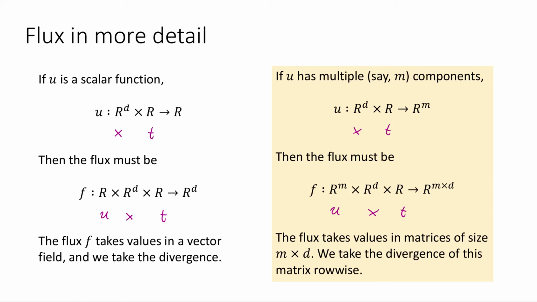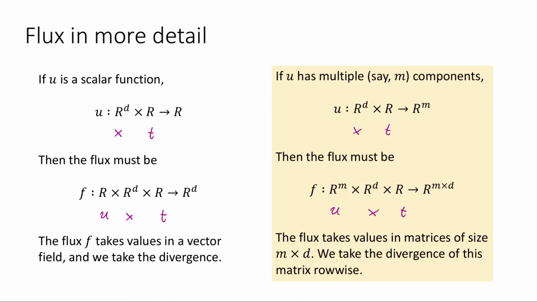Now, with regards to scalar conservation laws and systems of conservation laws, let's have a more detailed look at the flux. If U is a scalar function, then U depends on a d-dimensional variable and the time variable. So one variable in R to the d and then a time variable. And it produces a real number. So far, so good. And the flux, in principle, depends on U, on the d-dimensional x variable, and the time variable. And the flux, being a vector field, must take values again in d-dimensional vectors. After all, if you want to take the divergence of the flux, then it must be a spatial vector field.